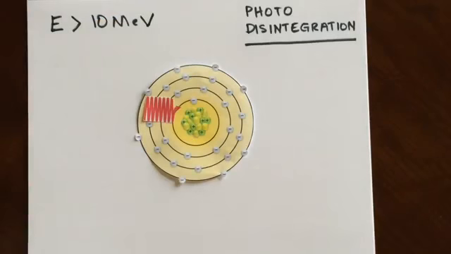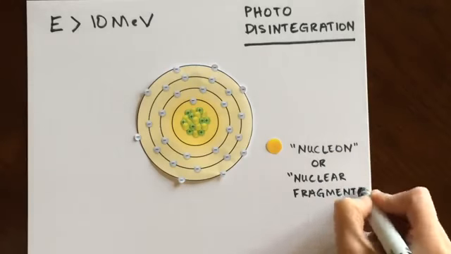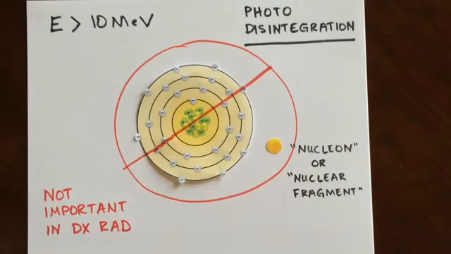In photodisintegration, an X-ray photon with energy above 10 mega-electron-volts escapes interaction with the electron shells and the nuclear field. The X-ray photon is completely absorbed by the nucleus. The nucleus is raised to an excited state and emits a nucleon or nuclear fragment. This type of interaction does not occur in diagnostic radiology.